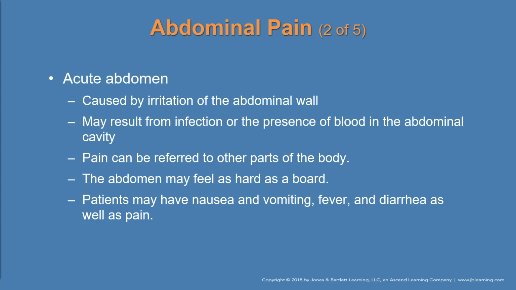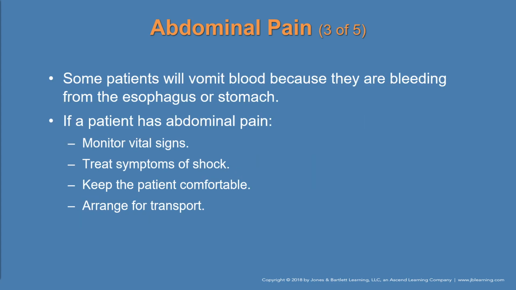The first thing we'll talk about is what's called the acute abdomen. An acute abdomen is caused by irritation of the abdominal wall. This irritation may be the result of an infection or may be caused by trauma or blood collecting in the abdominal cavity. And pain can be referred along those nerve pathways to other parts of the body. So they may have abdominal pain that feels like shoulder pain to them. It's crazy. When you palpate the abdomen, it may feel really hard and rigid. And these patients may have nausea, vomiting, fever, diarrhea, pain, all sorts of stuff going on.